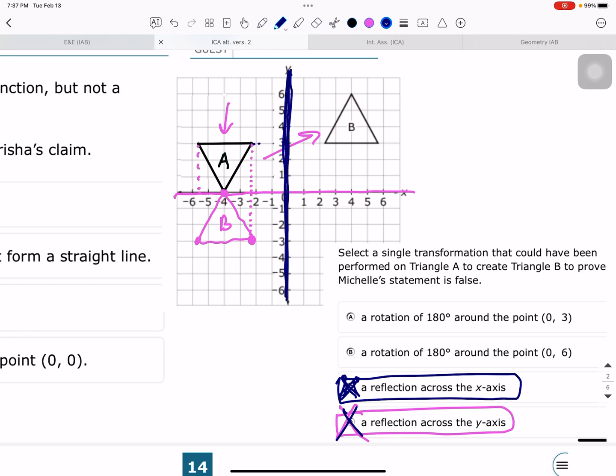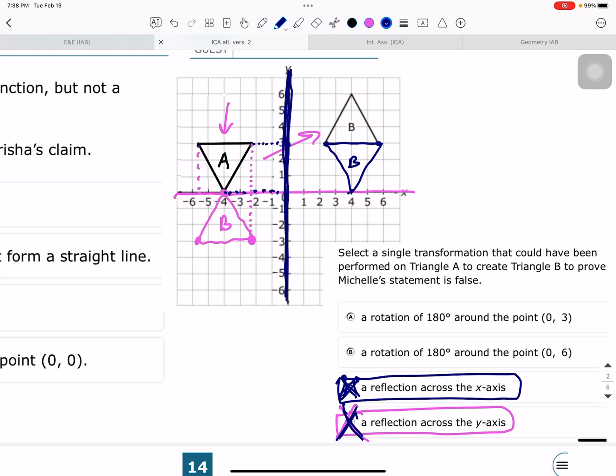Okay, how far is this guy away from the mirror? About that far, about 2 and a little bit. So he would go to there. This guy would go to about there. This guy would go that far away, he'd be down here. So this guy would reflect to there. So it's not here. So I know it's none of those.